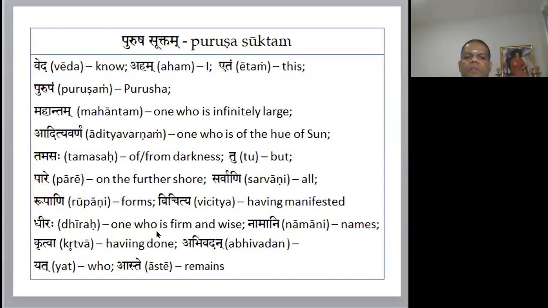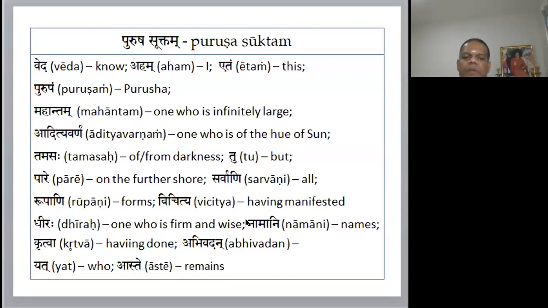Dhira means one who is firm and wise, one who is capable of facing anything from a human perspective. But this actually is a description of the Lord Himself, Purusha. He can go beyond darkness. He is always firm, He is determined. In that sense He is described as Dhira.